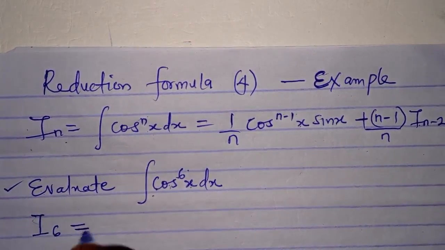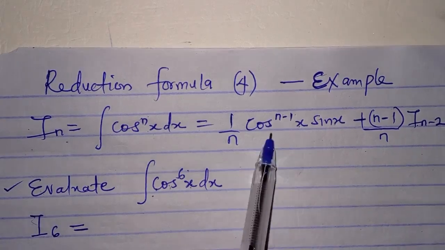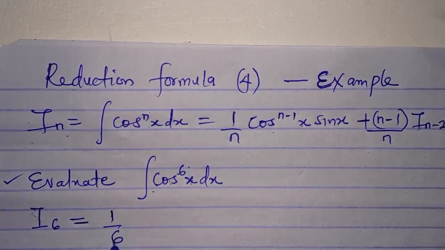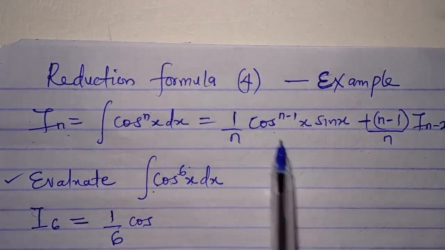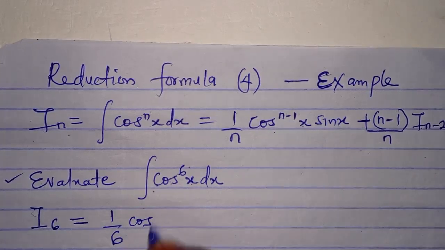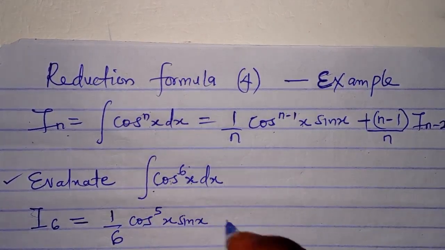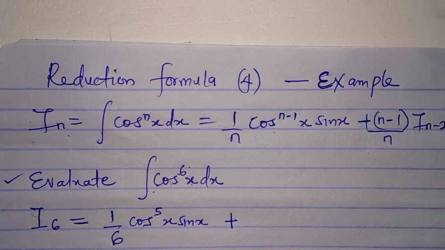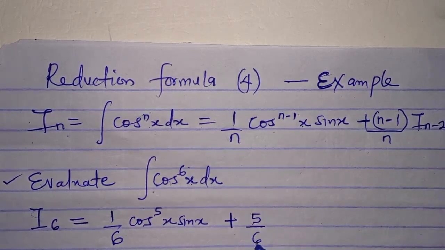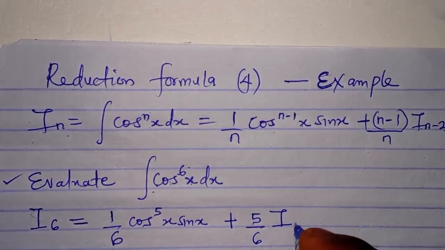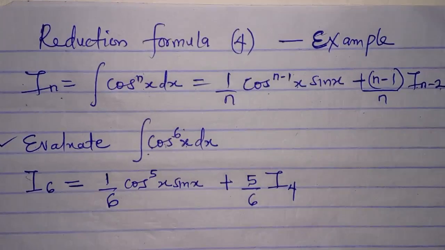So going by the reduction formula, from here we have 1 over 6 into cos 6 minus 1, which is 5, x sine x, plus 5 over 6, that is 6 minus 1 over 6, I sub 6 minus 2, which is 4. So what is I4?